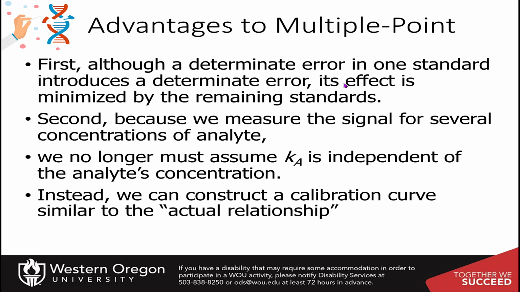You'll be able to catch it easier because you'll see, oh, standard 3 was really off in comparison to the other measurements. So I can throw that one out and just use the other 4 or other 5 that's in there. And then because we measured the signal for several concentrations of the analyte, we are no longer assuming that Ka is independent of the analyte's concentration. And we can actually construct our calibration curve and see the actual relationship. So that'll help us determine where our limit of quantification will be and where that limit of linearity will be.